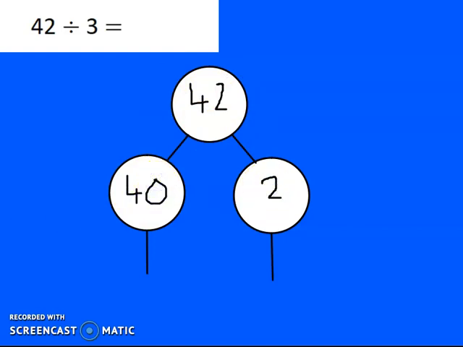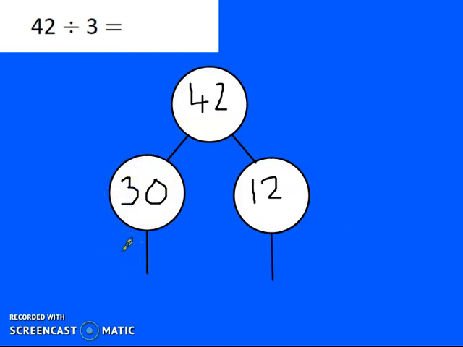But we've got a problem again here. We can't divide 2 by 3. So we need to change that and exchange. So we can make that into a 12. So move one of the 10s over here. Then that means that we need to remove a 10 from that side. So 40 take away 10 equals 30.